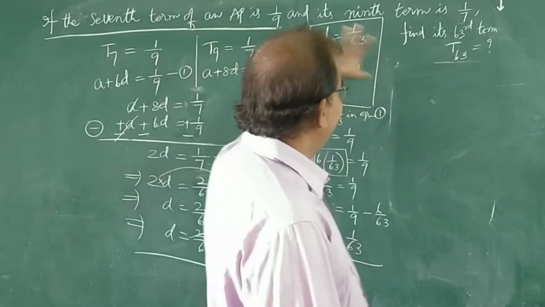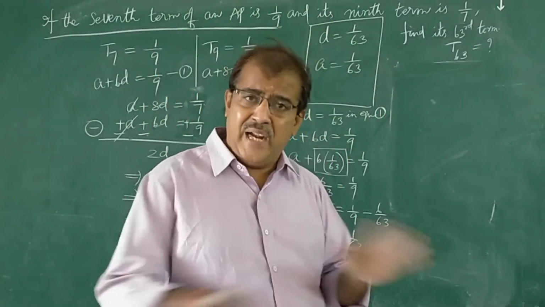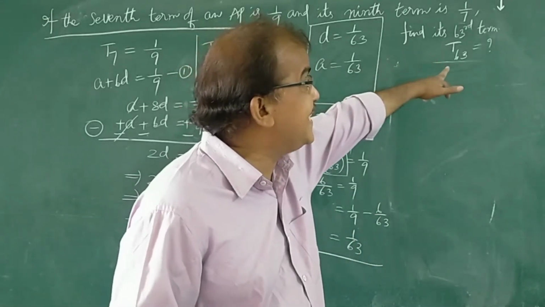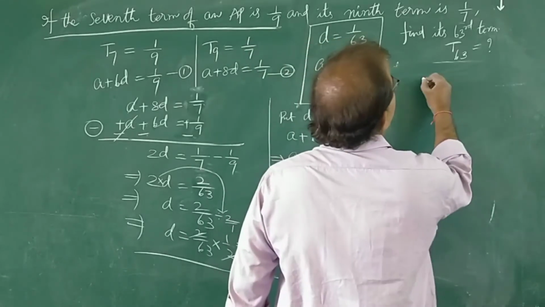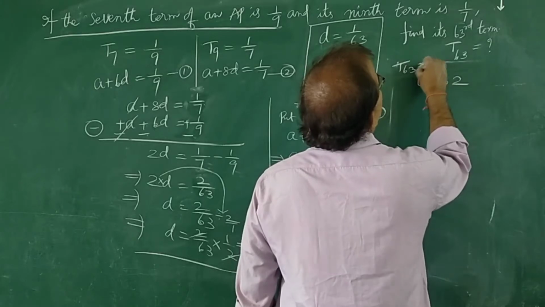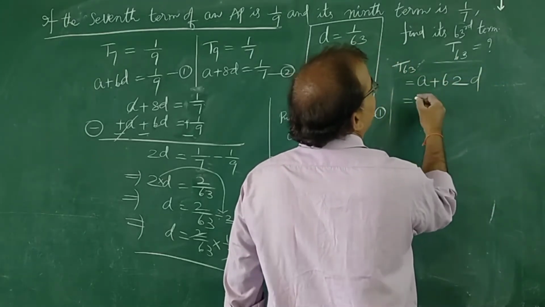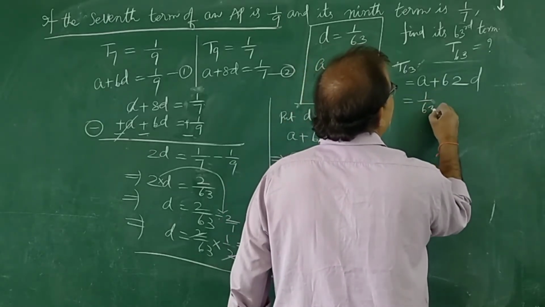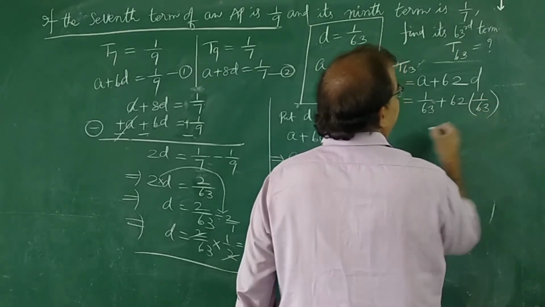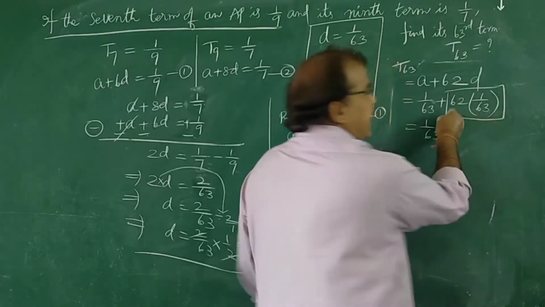Now I got the A value and the D value. Here they did not ask to determine the AP or find the AP. So here I have to find the 63rd term. The 63rd term means T63 is equal to A plus 62D. A is 1 by 63, plus 62 into D, which is 1 by 63. So 1 by 63 plus this part you multiply.